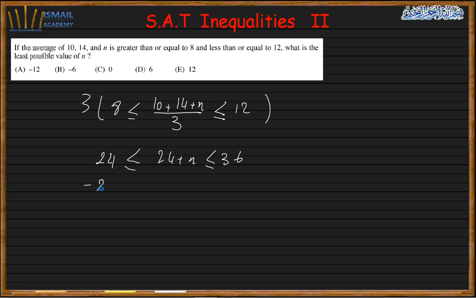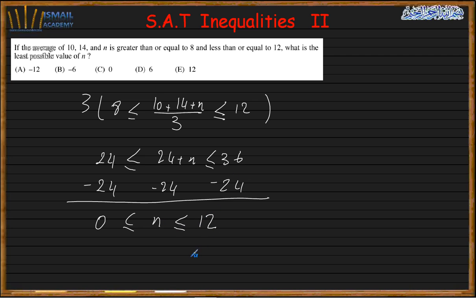So I'm going to minus 24 on all sides. So I got 0 is less than or equal to n, which is less than or equal to 12. So what is the least possible value? The greatest is 12, the least is 0. Because we have equals, if there was no equals, I would pick 6, but because we have equals, I'm going to pick 0.